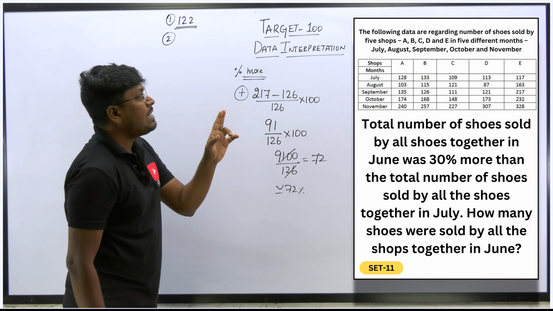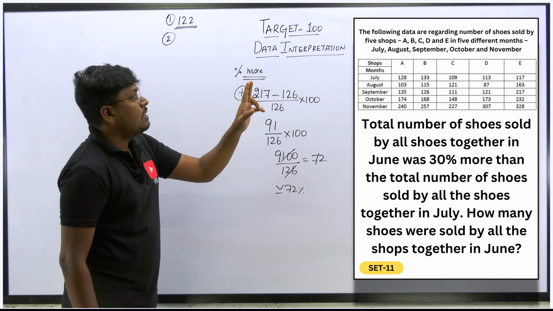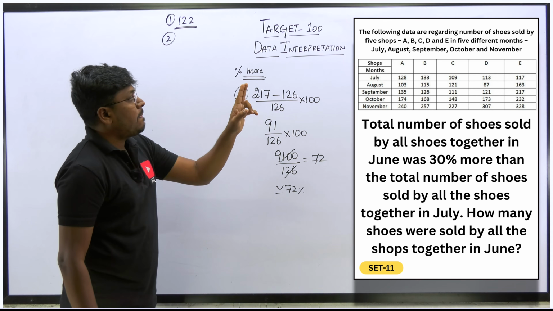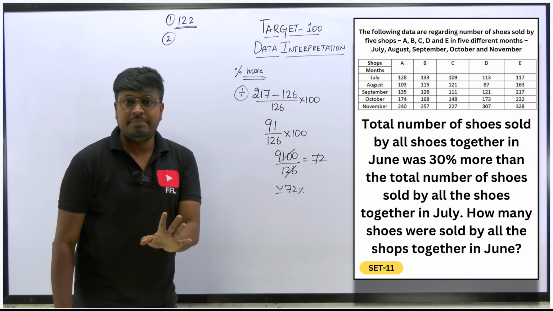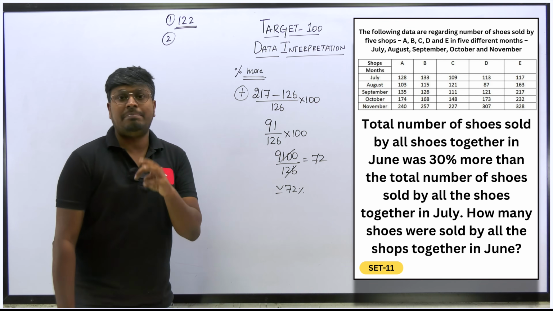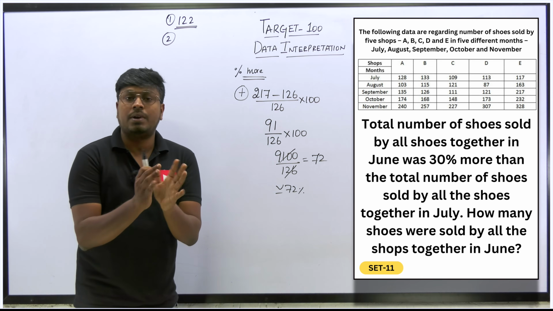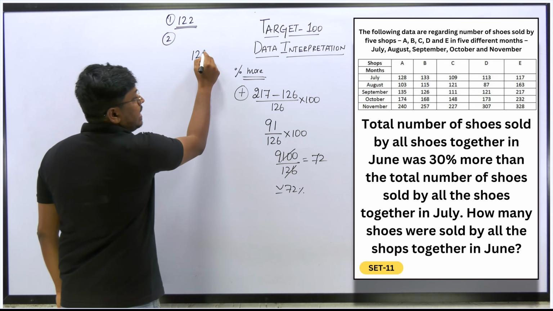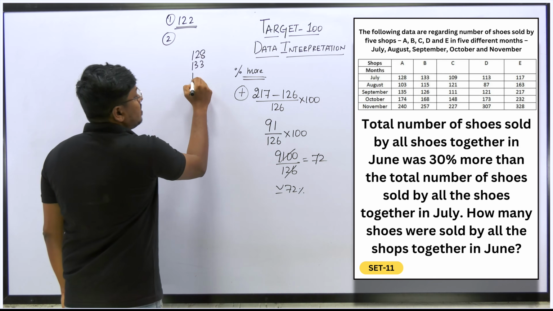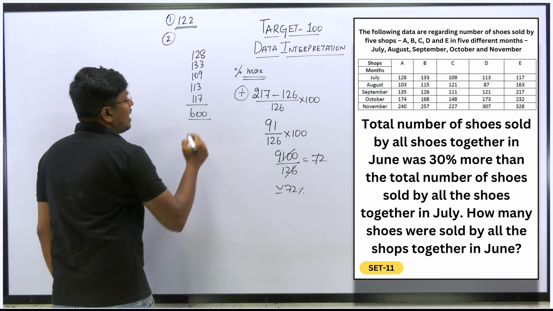Next will be 28, 33, 9, 13, 17. So 17 plus 9, 13, 20, 20, 30, 50, that's 52, 600. So the answer will be 600. If you can't, no issues. Again, I am saying this is one of the fast techniques. When you practice more DI, you too will be able to add all the values just like that. But in case you can't add like this, no issues. Just write all the values: 128, 133, 109, 113, 117. When you add this, the total value will be 600.